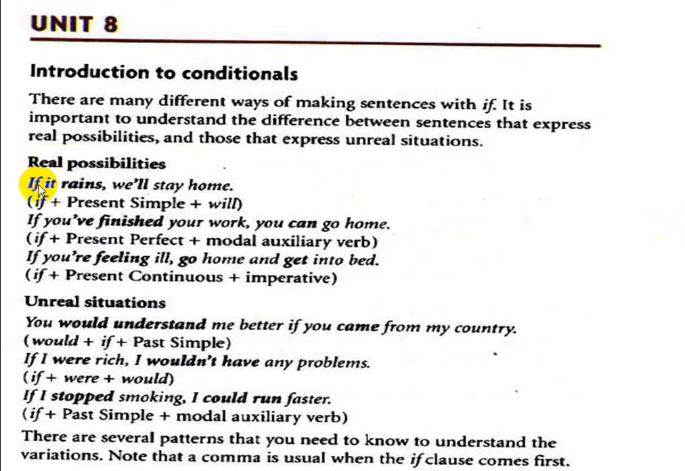For example, if it rains, we'll stay home. So, with real possibility, we use if plus the present simple plus will. هاي راح ناخذ هاي اللي هي 1 2 3 for real possibilities. The first one is if plus present simple plus will. For example, if it rains, هاي هنا if, the present simple rains, and the plus will here is the abbreviation or short form of will.